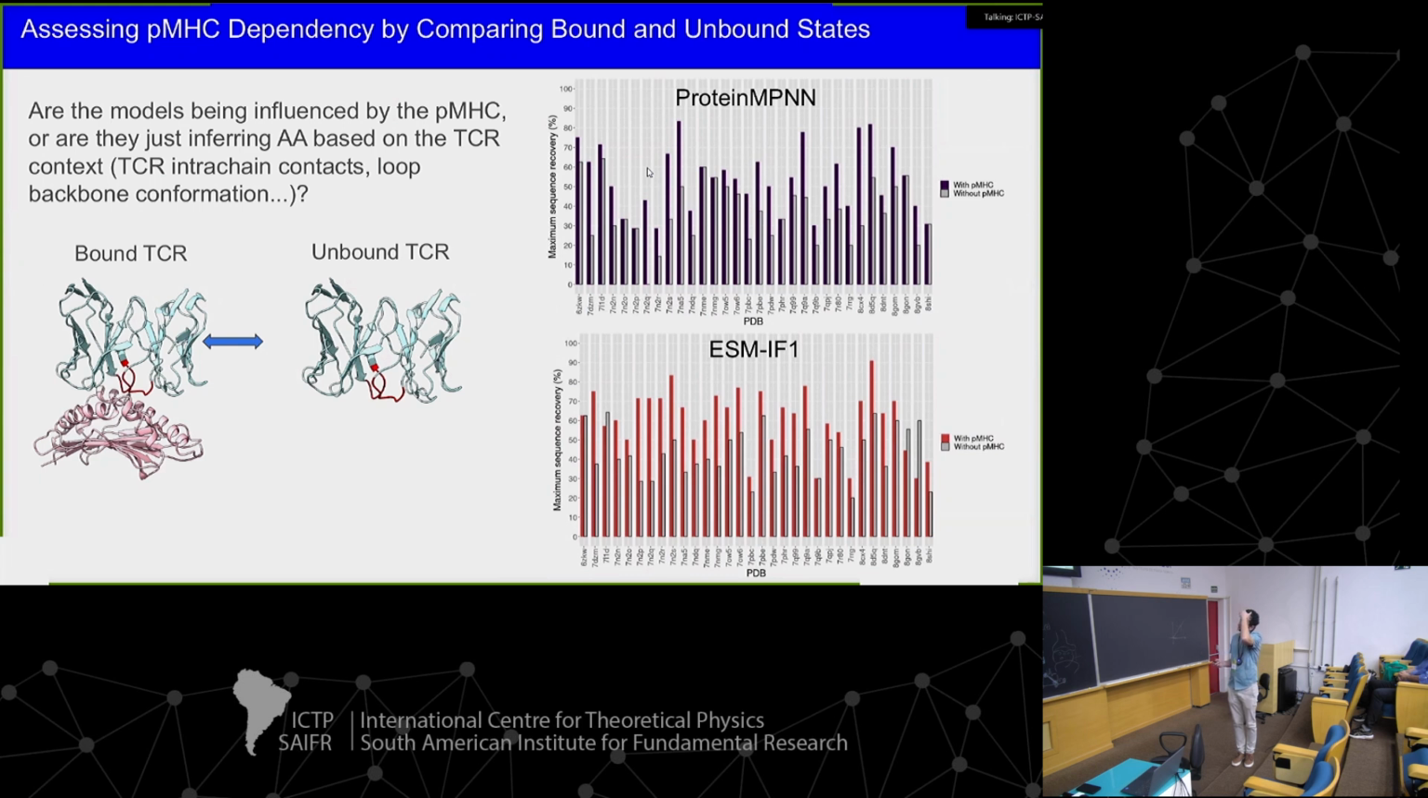So we did a very nice test, which is to just remove the pMHC and try to redesign the same way. When you do this, we see that for most of the cases, in both methods, ProteinMPNN and ESM, we reduce the sequence recovery a lot. There are some cases, like this one here, where it doesn't matter if you have the peptide MHC or not, the sequence recovery is the same. It doesn't mean that the sequence is the same, but the recovery is the same, right? We actually were not able to find the reason for this.